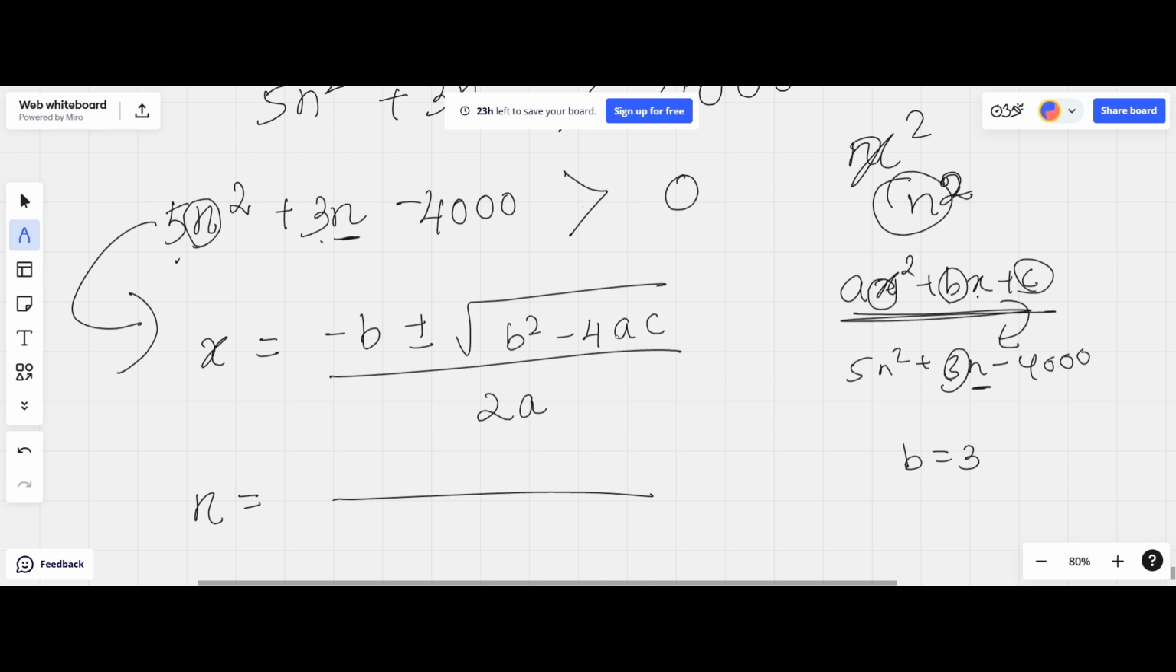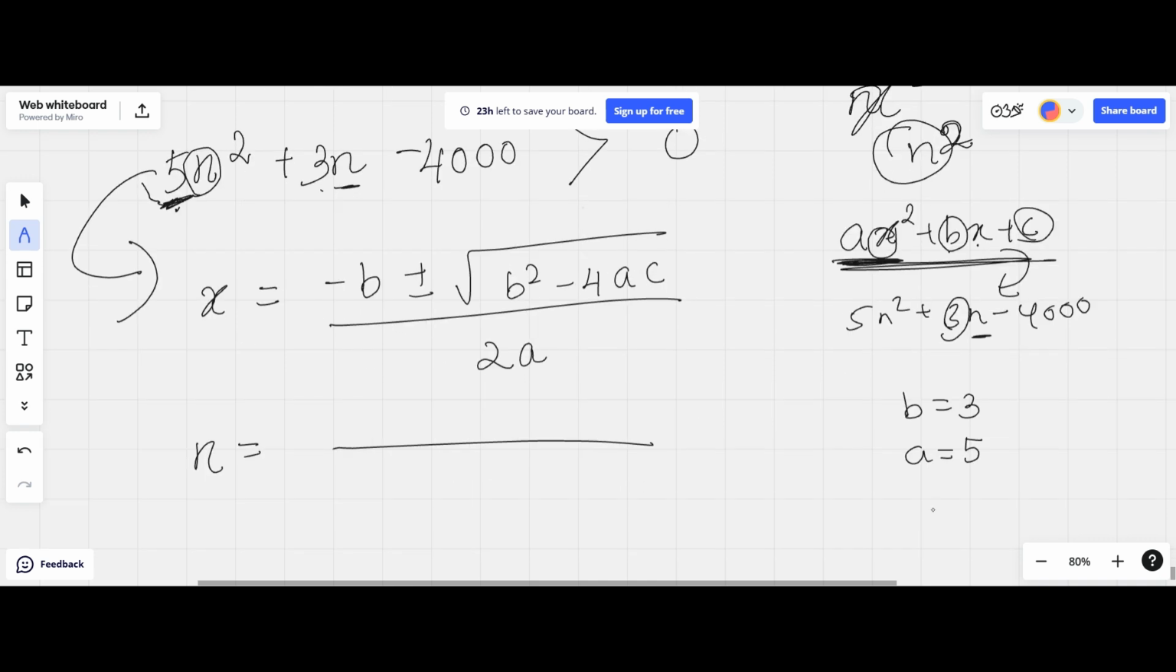What are the other things? a is there. What is a here? a means, you see here, the coefficient of x squared. What does coefficient mean? The number before that x squared. Here x squared means n squared. What is the number before that? It is 5. So a is 5.